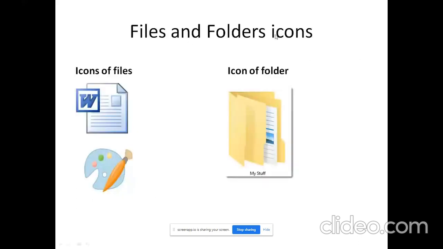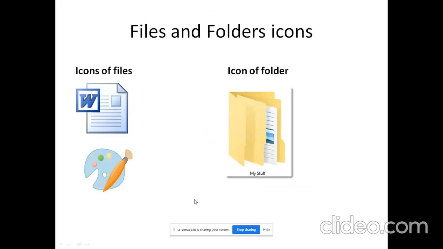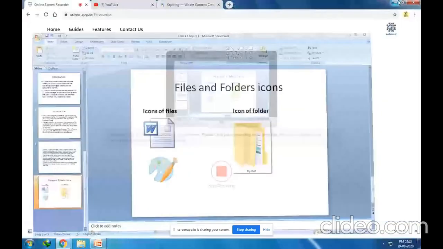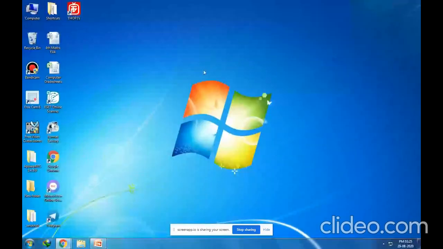Now these are the icons for files and folders. See the icon of files. This is the Word file icon and this is the Paint file icon. And this is the icon for a folder and the name of the folder is My Stuff. Can you read this content or do I need to zoom in? Okay, My Stuff, it is written here, right? So let me show you what a folder is and how it looks. Let me show you how to create a folder. That also I will show you.